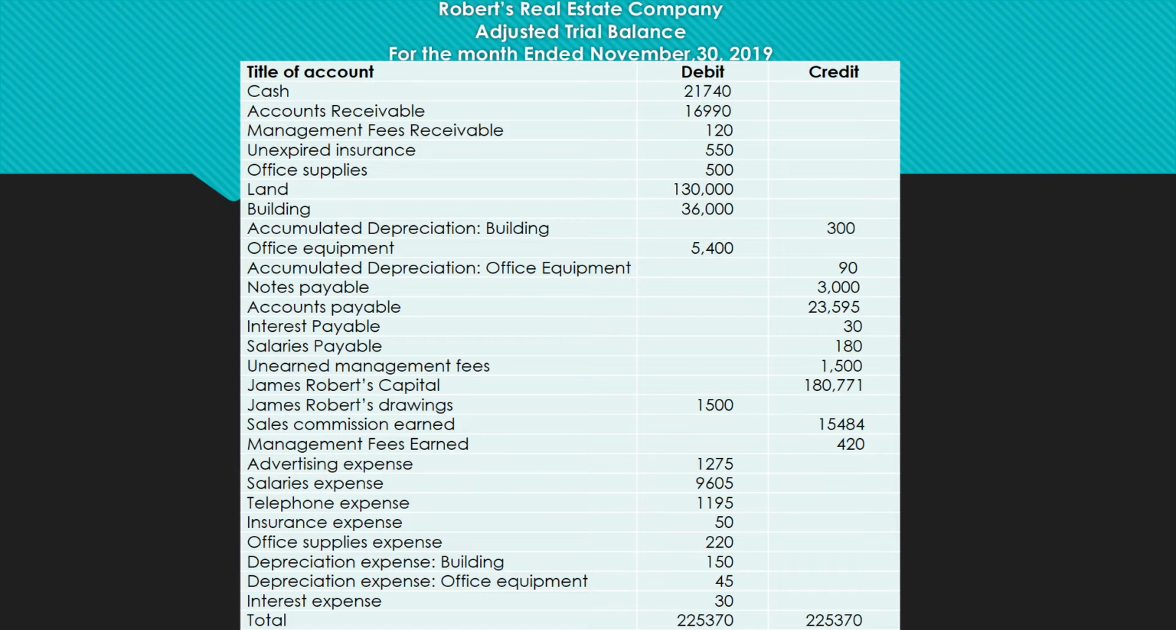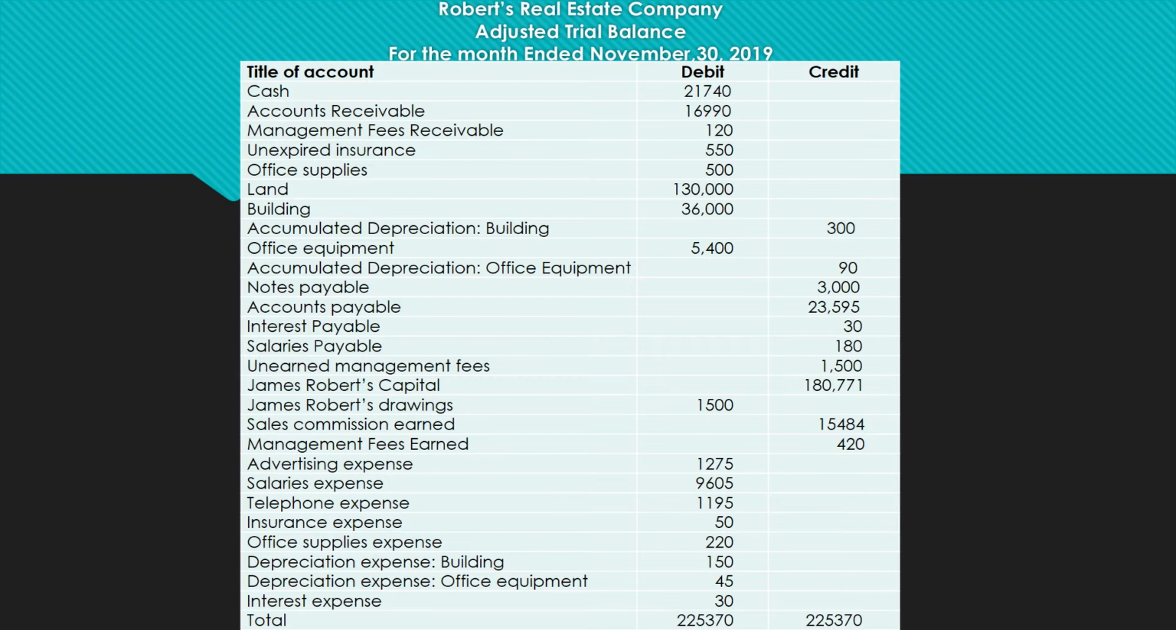Now you see that in adjusting entries, we introduced a new account, management fees receivable, for the management fees revenue earned, but it was not collected by Roberts Real Estate Company, so that's why we showed it as a receivable from the customer. Now at the end of November, there was management fees receivable from customers 120, so we have incorporated that management fees receivable along with other receivable accounts in the adjusted trial balance, 120.